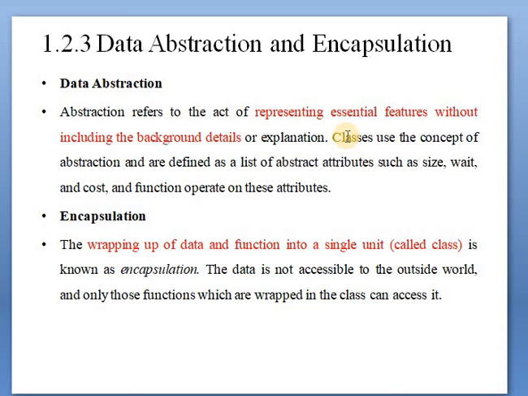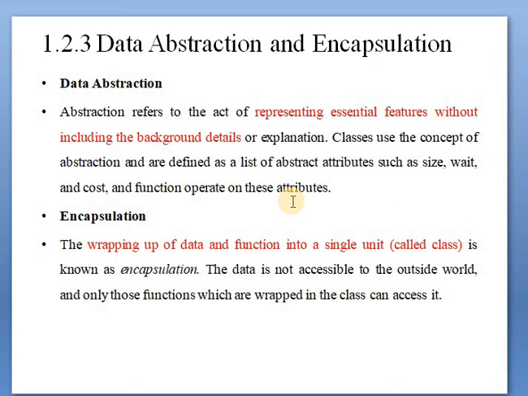And suppose, what does data abstraction mean? If any object wants to access the object of another class or data of another object, there is no need to know the inner details of that program. Because of this data abstraction, the object-oriented programming languages are more secure. Classes use the concept of abstraction and are defined as a list of abstract attributes such as size, weight and cost, and functions operate on these attributes. Many different abstractions of the same things are possible depending on the purpose for which they are made.